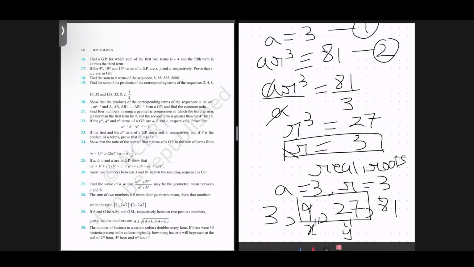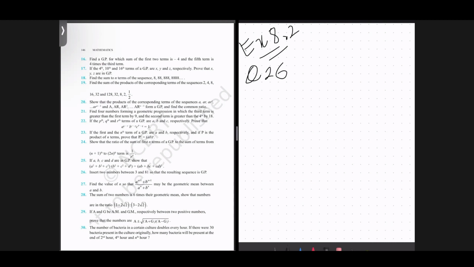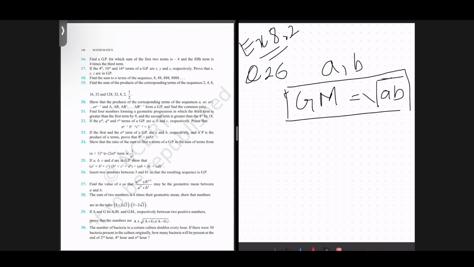Correct. Moving on. In question number 27, we have been asked to find the value of n so that A raised to power n plus 1 plus B raised to power n plus 1 divided by A raised to power n plus B raised to power n may become the geometric mean between A and B. The two numbers that have been given to us are A and B. The geometric mean between any two numbers is of the form root AB, where A and B are the two numbers. The geometric mean is root AB.